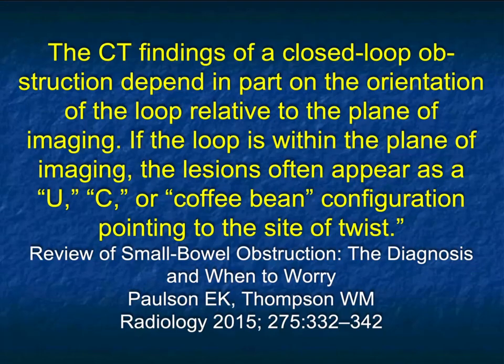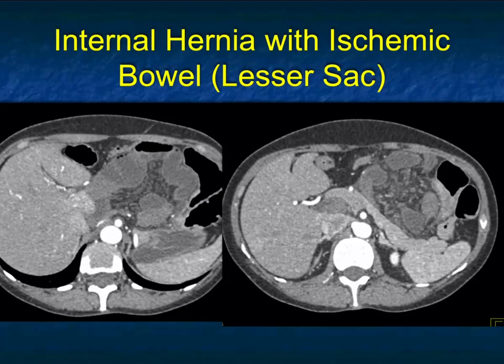Paulson makes the point that the CT findings of a closed loop obstruction depend in part on the orientation of the loop relative to the plane of imaging. And that explains why, with this coffee bean appearance, you need coronals and sagittals and axials, everything, in order to make the right diagnosis. Now, sometimes we also recognize the bowels in the wrong place. Here you're looking at the lesser sac. There's nothing in the lesser sac, right?